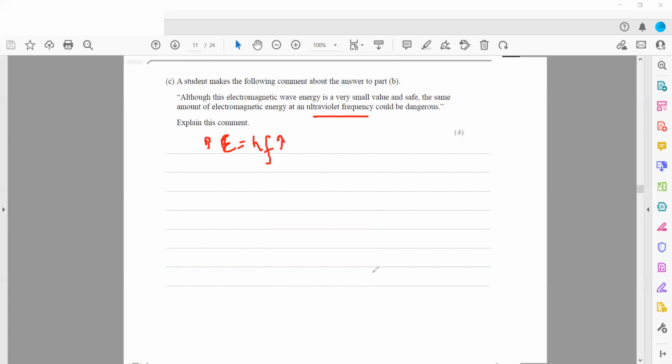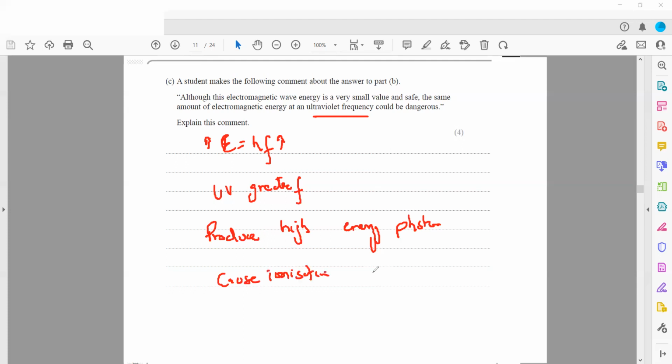The photon associated with ultraviolet light has greater energy. Ultraviolet light has a greater frequency, so it produces high energy photons. And what is the effect of high energy photons? They can cause ionization. So yes, it will be dangerous. That's why for communication, we use radio waves.